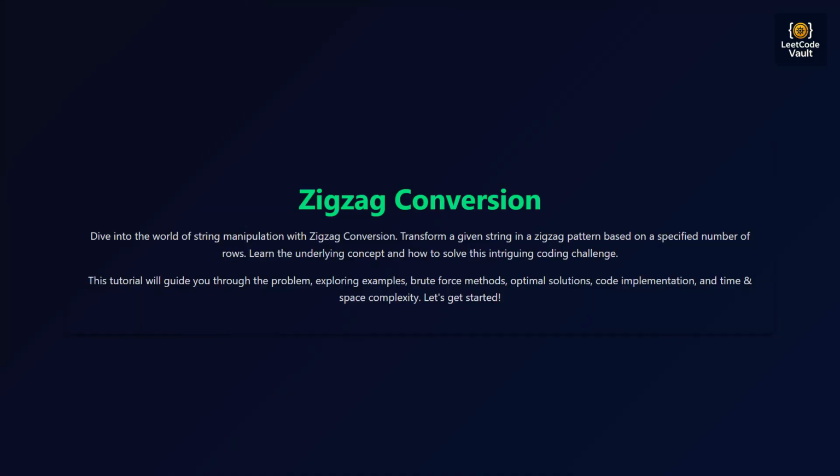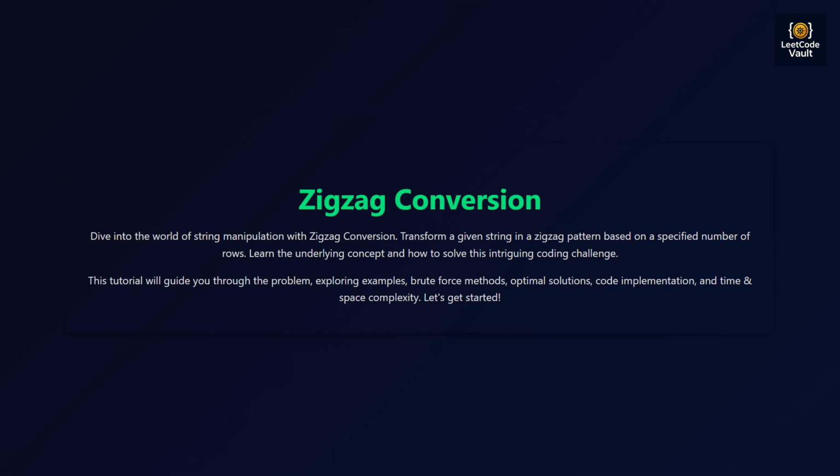Today, we're tackling LeetCode problem number 6, Zigzag Conversion. This is a classic dynamic programming problem, rated as medium difficulty, perfect for sharpening your coding interview skills. The problem statement asks us to convert a given string into a zigzag pattern with a specified number of rows, and then read the string out row by row.